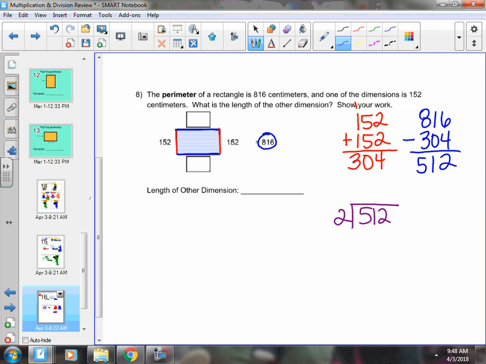2 goes into 5 2 times. Multiply. 2 times 2 is 4. Subtract. Bring down. 2 goes into 11 5 times. Multiply. Subtract. Bring down. And 2 goes into 12 6 times. So that means that the length of each side is 256.